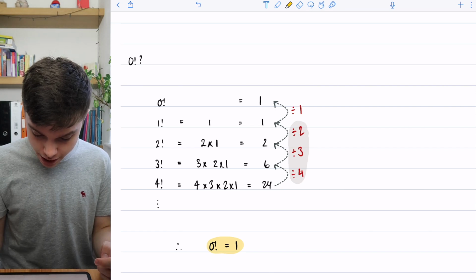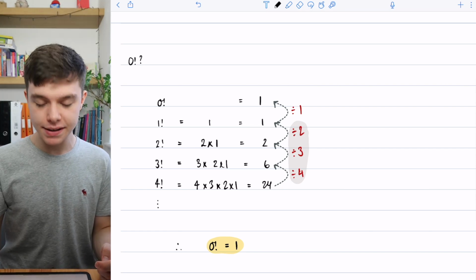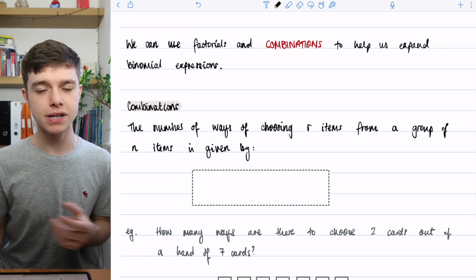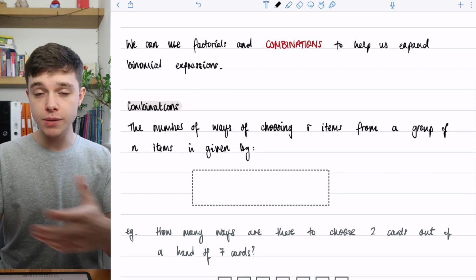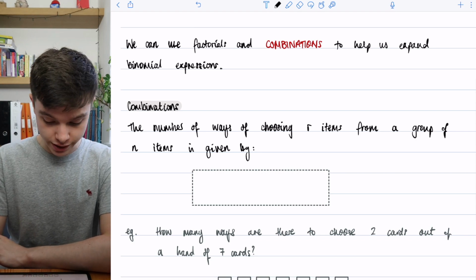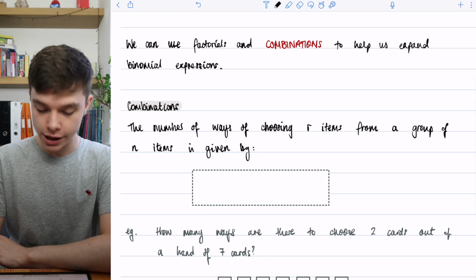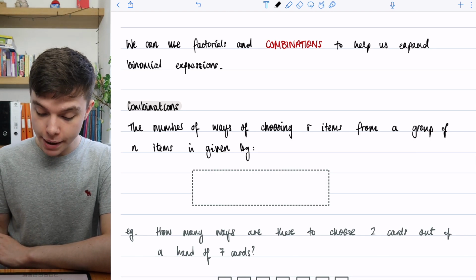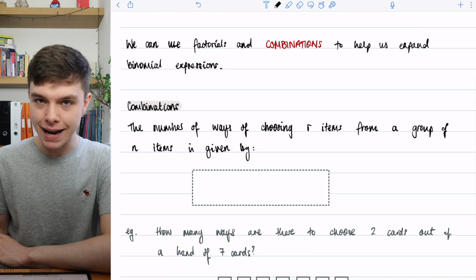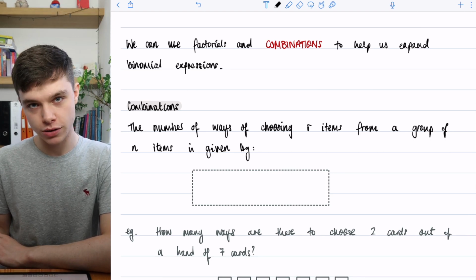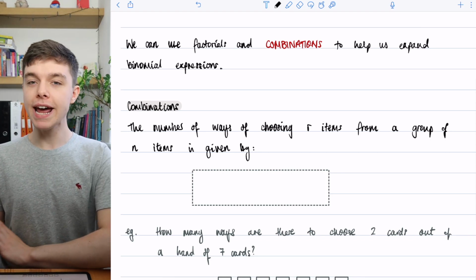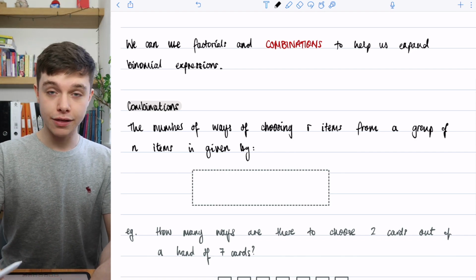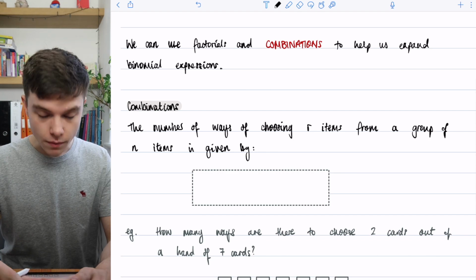So, pretty nice, pretty straightforward. Let's have a look then at what we can do with factorials. It's all well and good knowing that you just multiply each time, but what can you do with that? So, I'm going to introduce combinations here. At the top of the page, it says we can use factorials and combinations to help us expand binomial expressions. And combinations comes in a little bit in probability as well, but it comes in this chapter here.